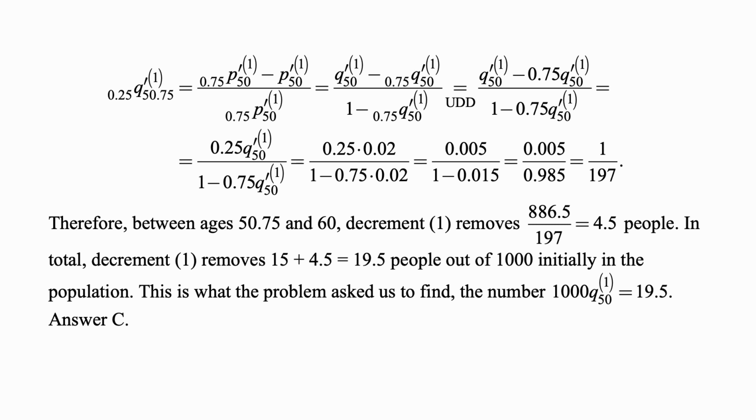Okay, you can write this in terms of the population, L, or P. It's the same thing because we're looking at the probability of survival. So think about it, it's roughly the same as saying the number of people who are taken out by decrement 1 between ages 50 plus 0.75, so 50.75, and 50 plus 1, or, I'm sorry, not 60, my apologies, 51. So, how many people are taken out between ages 50.75 and 51?